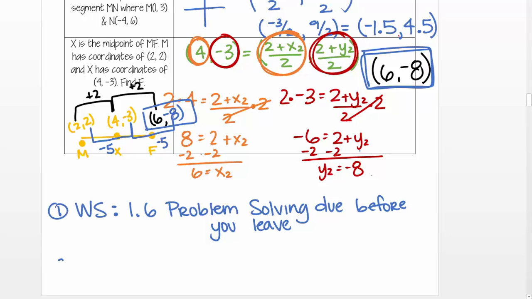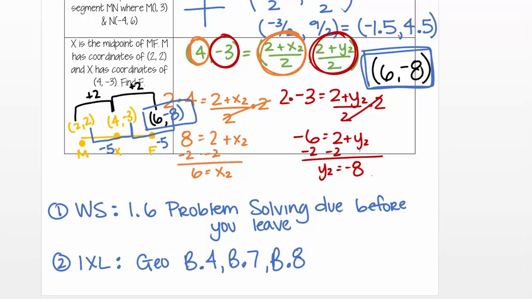And then the other thing you can work on is your IXL homework. And there's a couple of those. It's in the geometry section, and it is B.4, B.7, and B.8. And remember, all of this is on Google Classroom for you to look at also, except the worksheet. So if you had any questions on this, make sure you put a star next to it or write your question out, and I can answer them on Thursday when I get back.